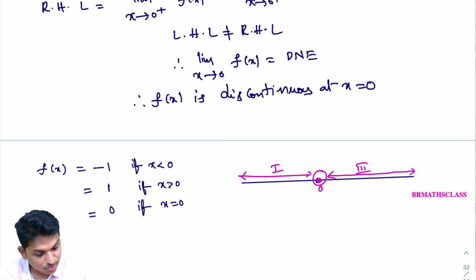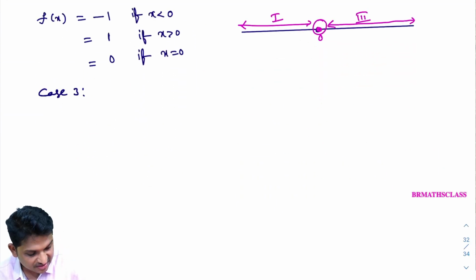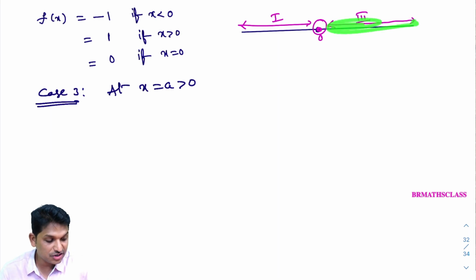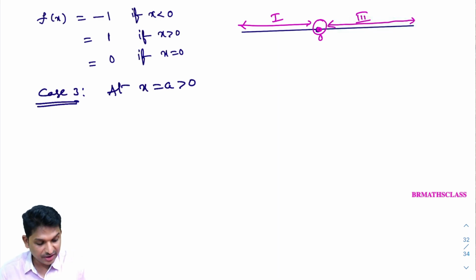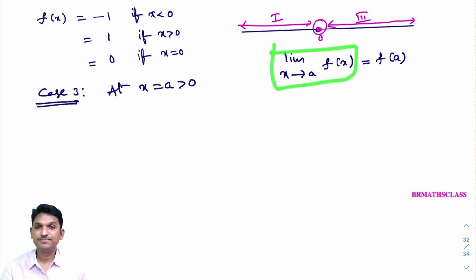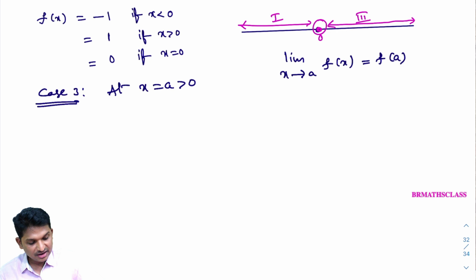Okay, right. What am I checking here? Case 3. What is case 3? At x equal to a, where a is greater than 0. I am checking the continuity of the function in this zone. So for that, the hero of this story, as usual, limit x approaches a, f of x equal to f of a. Then we say that this function is continuous at x equal to a. So first I'll calculate this one. Next I'll calculate this one. Later I'll check whether both are equal or not. Okay, limit x approaches a, f of x.